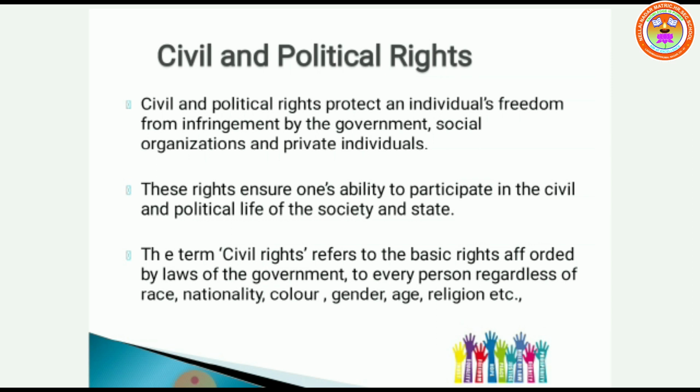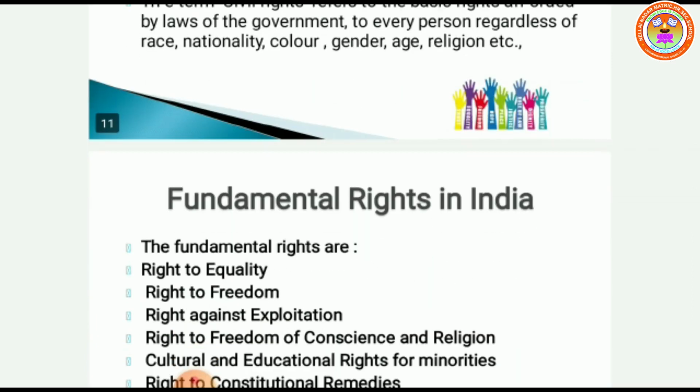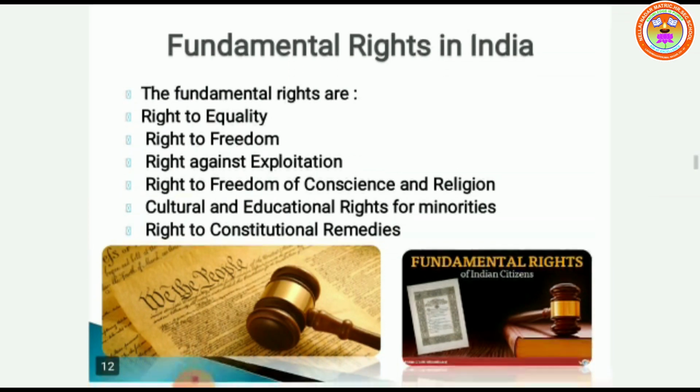The term civil rights refers to the basic rights which are ordered by the law of a government to every person regardless of race, nationality, color, gender, age, religion, etc. Civil and political rights say that everybody can participate in politics. Everybody has rights. We don't have any discrimination in the name of nationality, color, gender, age, and religion.